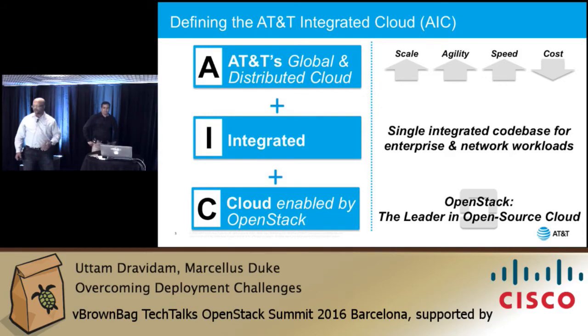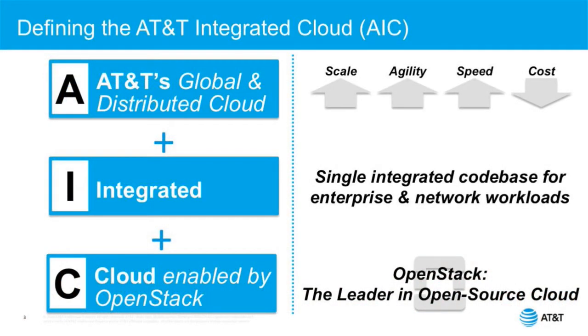So at AT&T, if you look at the left side of this slide, AT&T has adopted a model that we call AIC. And A is for the Global and Distributed Cloud, AT&T's Global and Distributed Cloud. It is an integrated solution, and we'll talk more about that. And it is cloud enabled by Openstack.